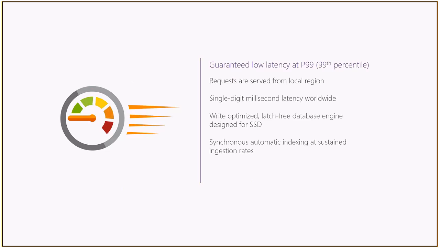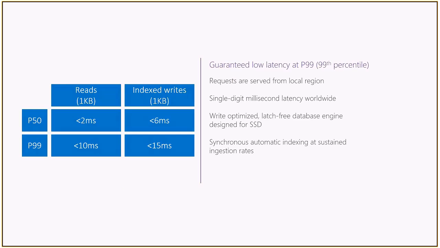And these latencies are pretty low, as we will see. The reads for 1 kilobyte at P99 are less than 10 milliseconds. Indexed writes are less than 15 milliseconds. At P50, we see that indexed writes are less than 6 milliseconds and reads are less than 2 milliseconds. All this is very important for you because you, as a business owner, do not have to worry about hardware, how to provision, or how to do capacity planning.